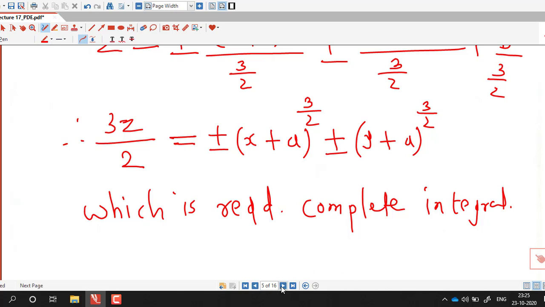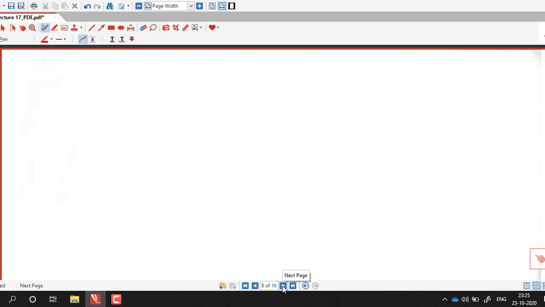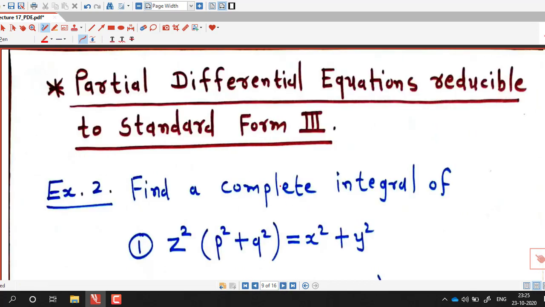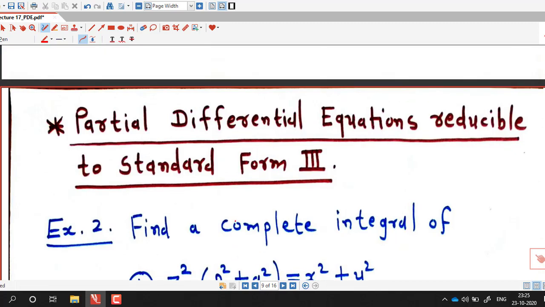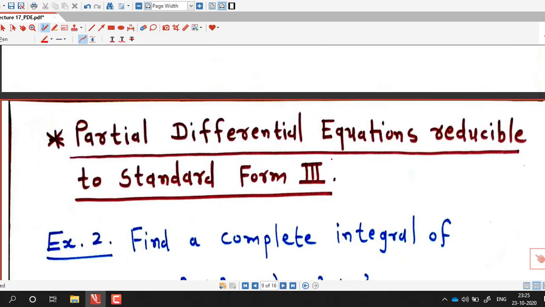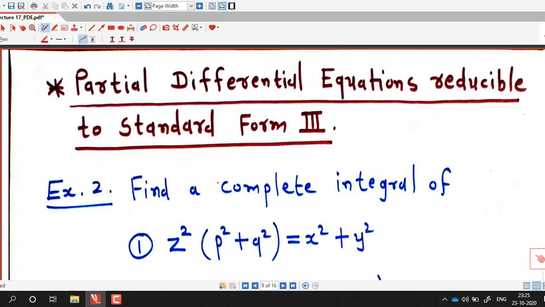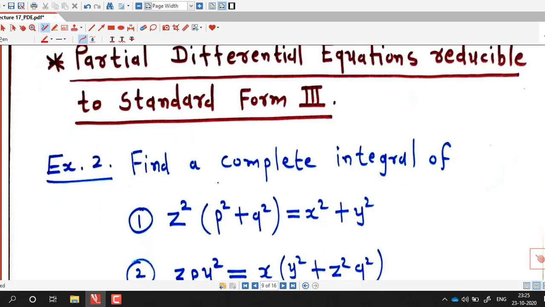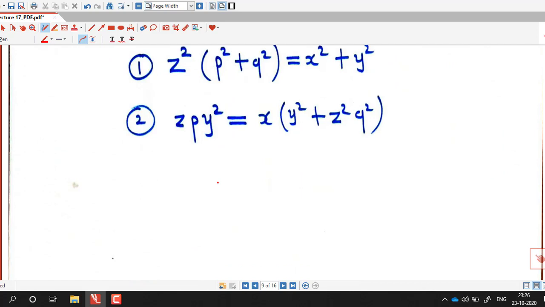So now it is not hard to find the complete integral if our equation is in standard form 3. Now some partial differential equations are not directly in standard form 3, but by making some change of variables they can be converted into standard form 3, and then we can use that to find the complete integral easily. So we consider one problem in which we are able to convert our equation into standard form 3.